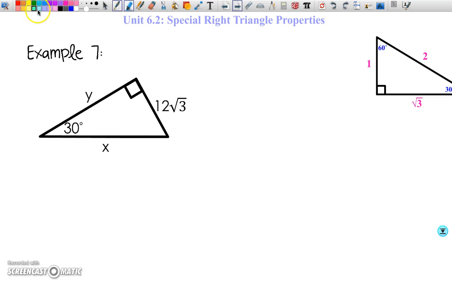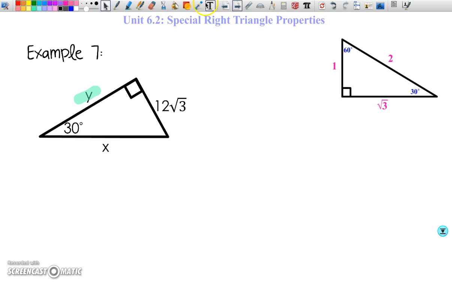All right, and just one more example. So let's pair up our sides. Y is next to the 30, so that is going to pair up with the square root of 3, which is next to the 30. And then we're going to go with our 12 times the square root of 3. Now remember, this is your 60-degree angle here. That is next to your 60 degree, so that's going to get paired up with the 1, which is next to the 60-degree angle there.